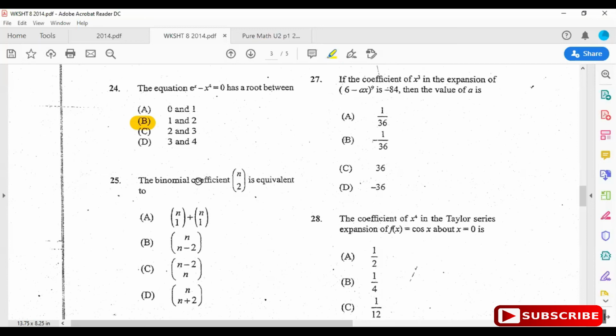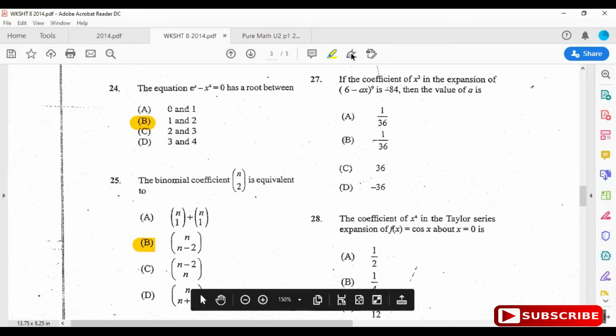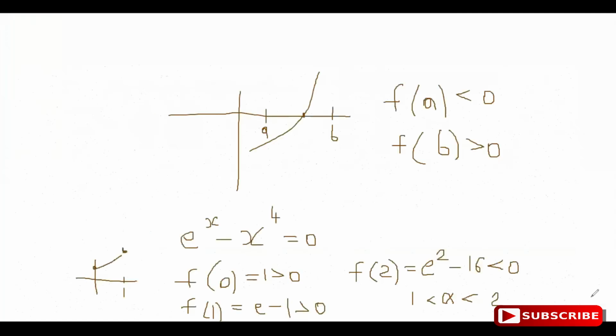Now, this is asking for the binomial coefficient of this. This one is clear. There's an easy thing to remember from combinations, that n choose r is equal to n choose n minus r. So many times to remember it. N choose r is equal to n choose n minus r. Easy.